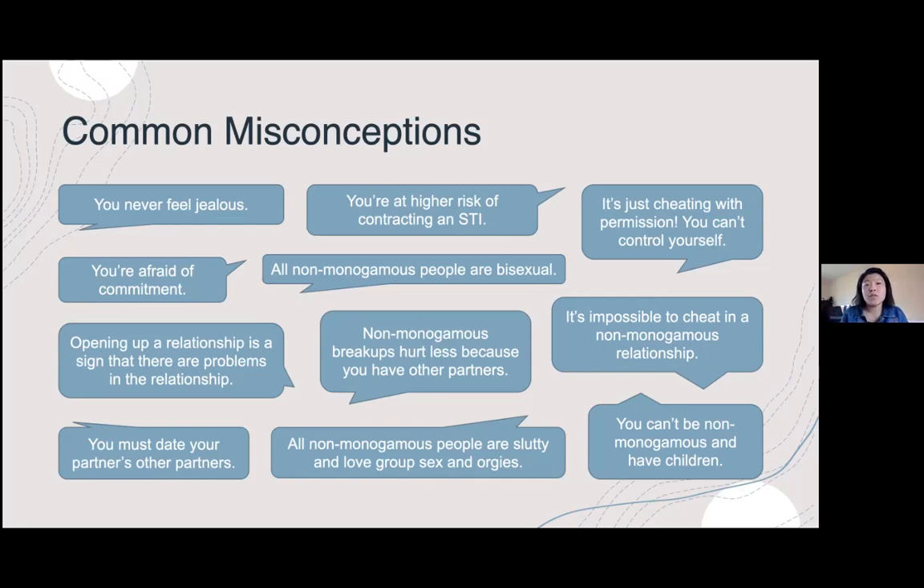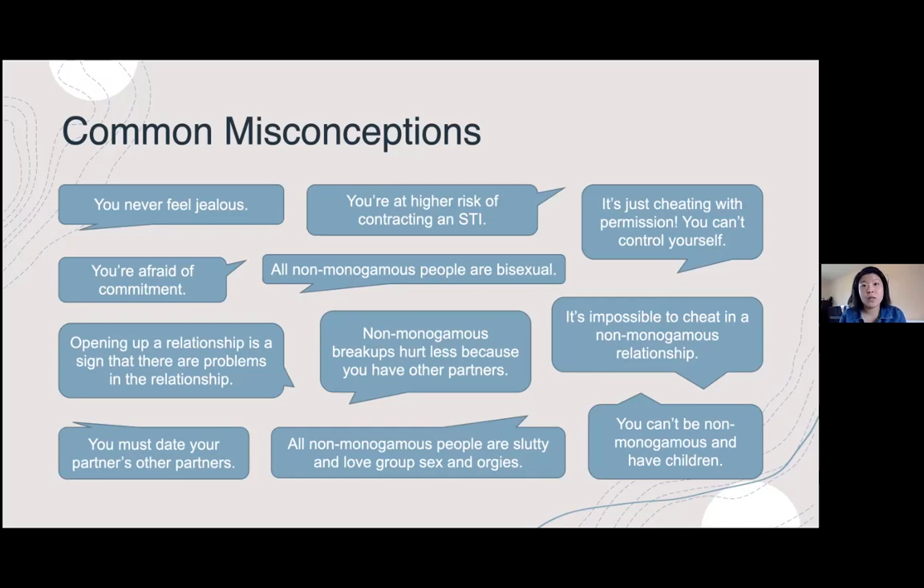And so conversations about STIs and protection are much more likely to be discussed and agreed upon between parties. So that's one reason why. And the second reason why is because it turns out the monogamous people that he was interviewing were not very good at monogamy.